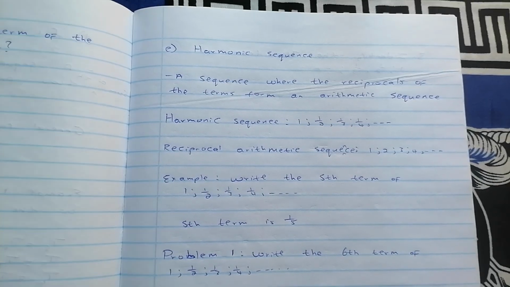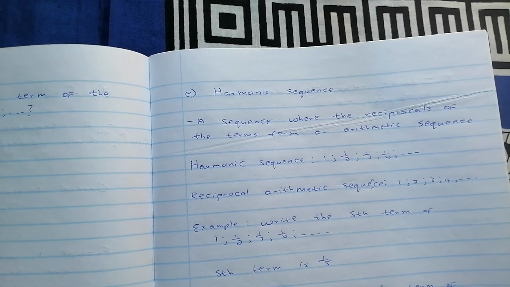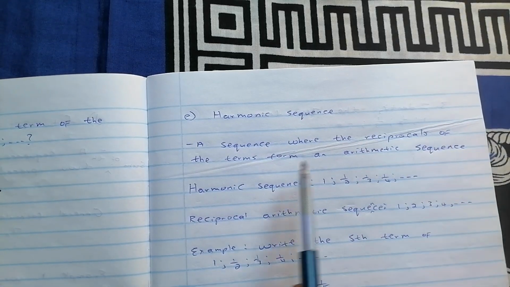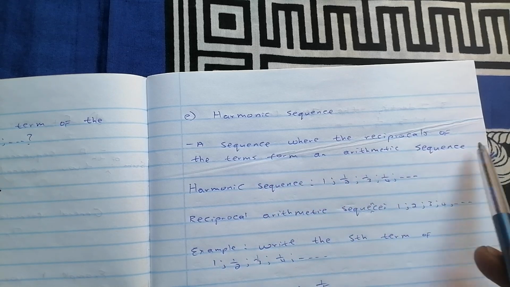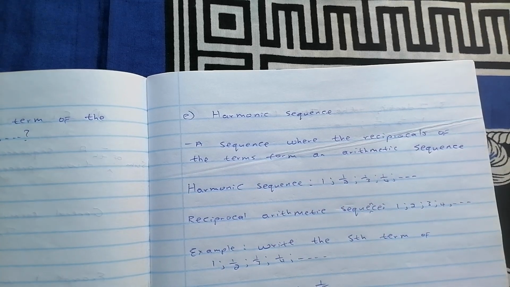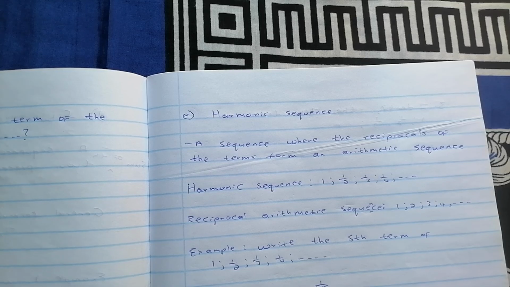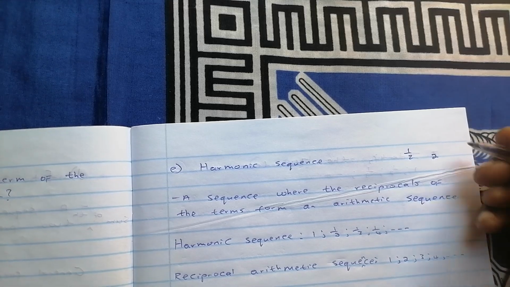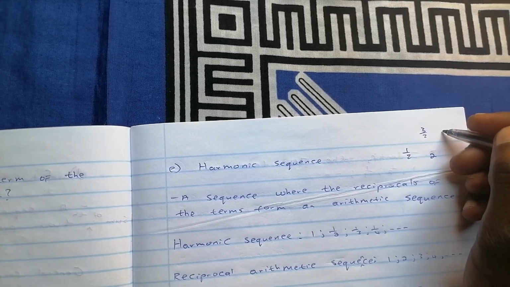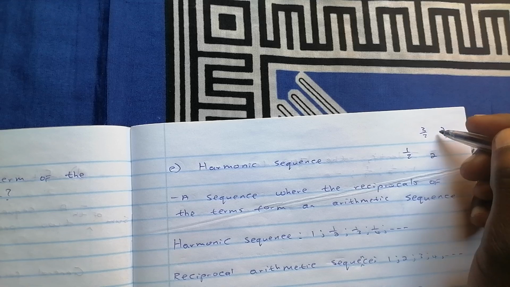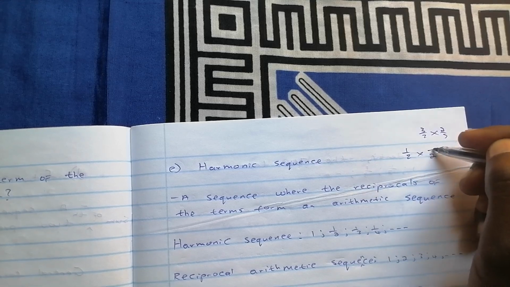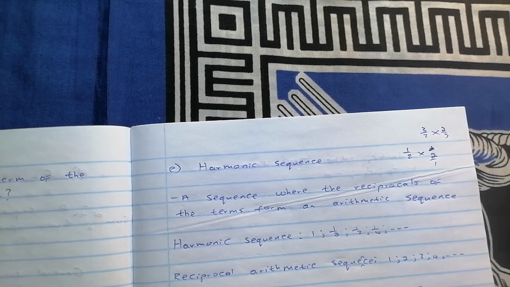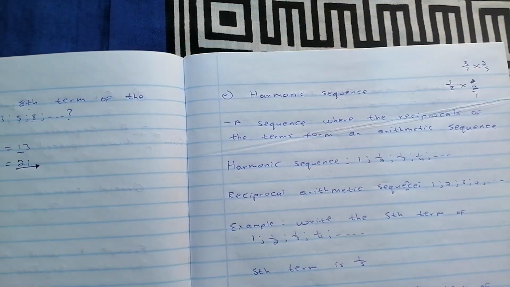Now let's look at the harmonic sequence. It is a sequence where the reciprocals of the terms form an arithmetic sequence. I'm sure you know what a reciprocal is. So a reciprocal of 1 over 2 is 2. Of 3 over 2 is 2 over 3. Those are reciprocals of each other. Okay. So let's move on.